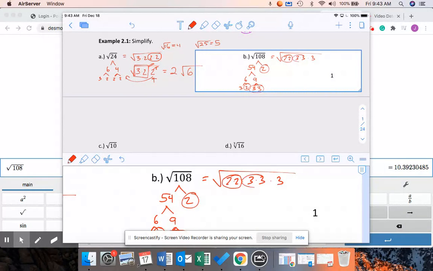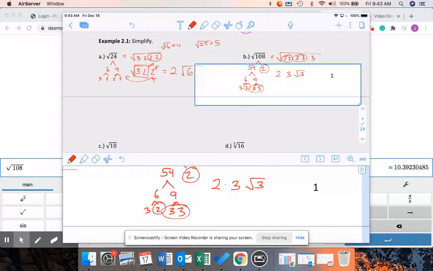This pair, they're both going to get to go outside. I have 2 and a 3, left over 3, and I get 6 root 3 as my final answer. Remember, all of this is multiplying, so we're not going to add those to 5 or anything like that, but we get 6 root 3 as our final simplified form. It's not exactly a whole decimal, right, but it's pretty close.